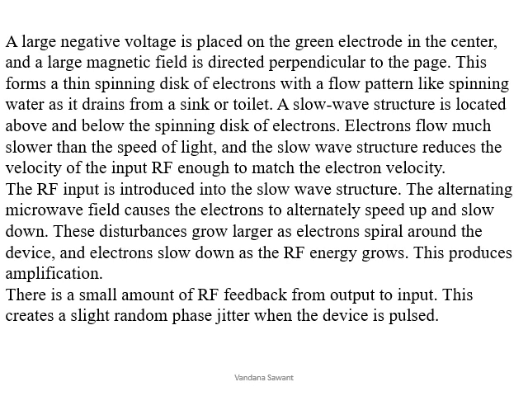There is a very small amount of RF feedback from output to input. As we are connecting the RF absorber between the output and input, a very small disturbance is there, and a very small phase jitter in the device can be created because of this disturbance. This is about a cross field amplifier.